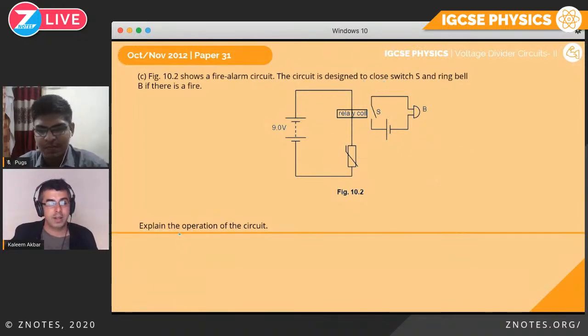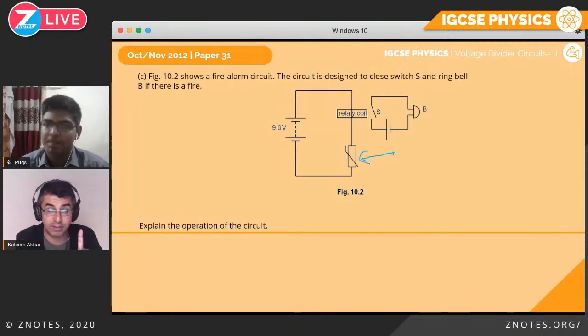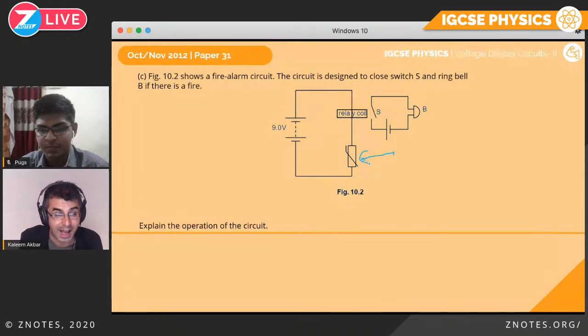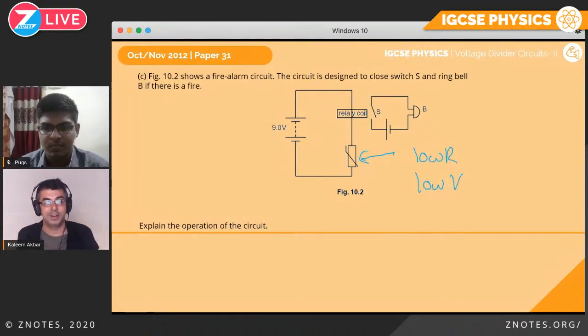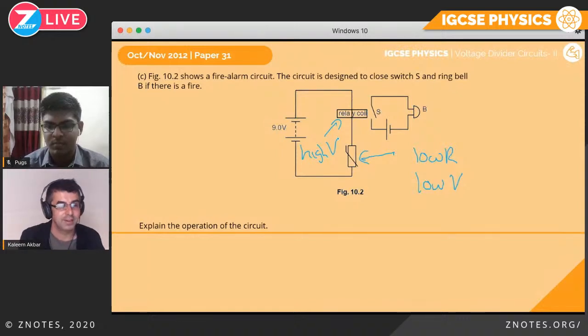What happens? It's outside somewhere and it naturally gets warmer. So when it gets warmer, what's going to happen? Remember, we're focusing on the thermistor on its own right now. Low resistance, low voltage. That's just a thermistor. Well, if that's got low voltage, the relay has high voltage. Well, if that's got high voltage, it's now become magnetized. The switch is going to shut and the buzzer sounds.